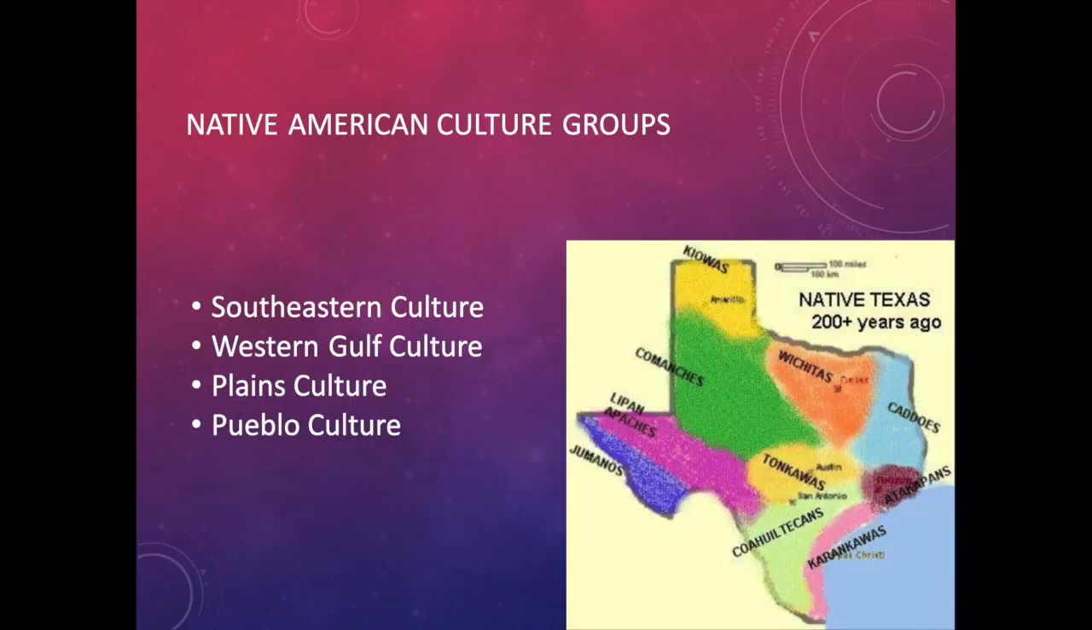Now we need to look at the different cultures. So you see the different tribal groups. Now you need to know what type of culture that they're a part of. There are 4 main cultures in Texas: the Southeastern culture, the Western Gulf culture, the Plains culture, and the Pueblo culture. We'll discuss what that means for each group here in just a minute.